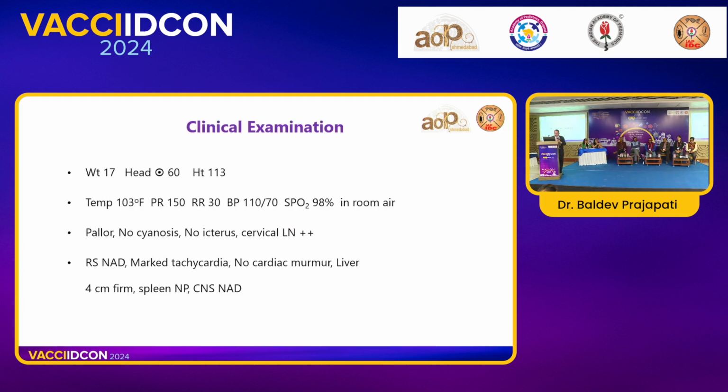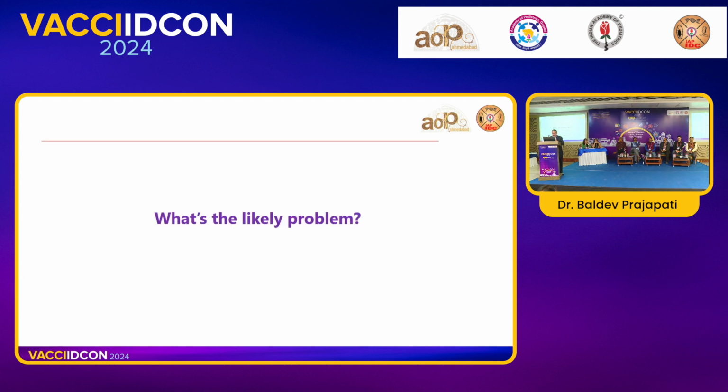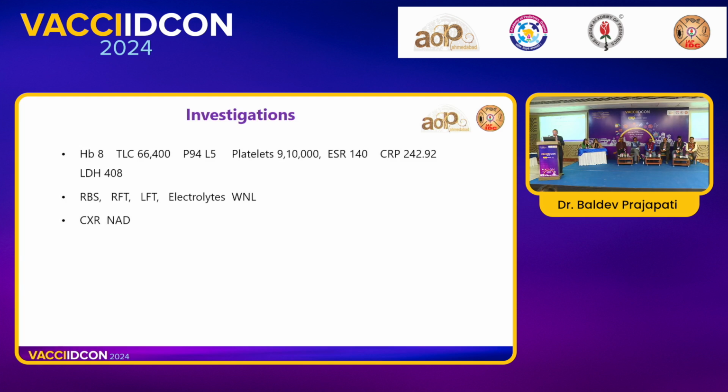Now, if I go further, on examination, you can see the weight and height are not much affected, but febrile, tachycardia, blood pressure maintained, saturation maintained, pallor, no jaundice, cervical lymphadenopathy, as sir said, marked tachycardia but no murmur, liver 4 centimeters, spleen not palpable, and CNS was NAD. I think the point has already been discussed.